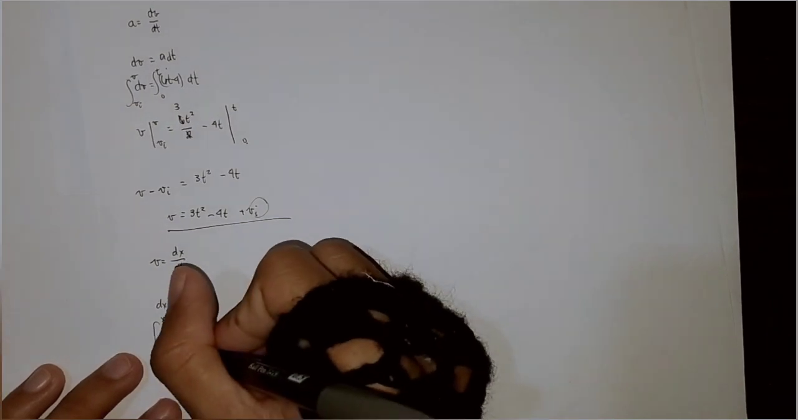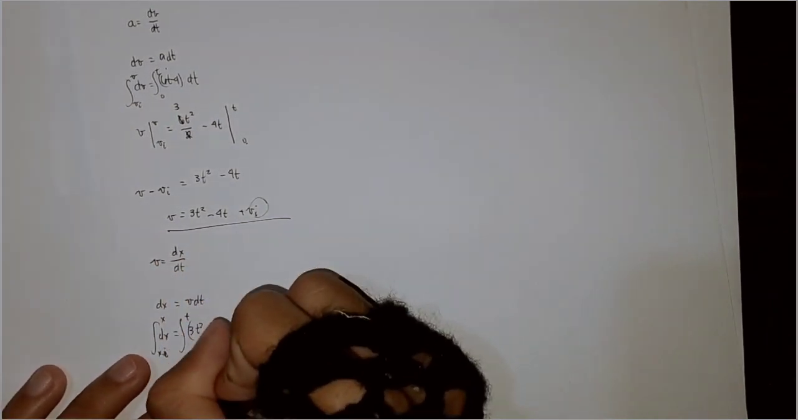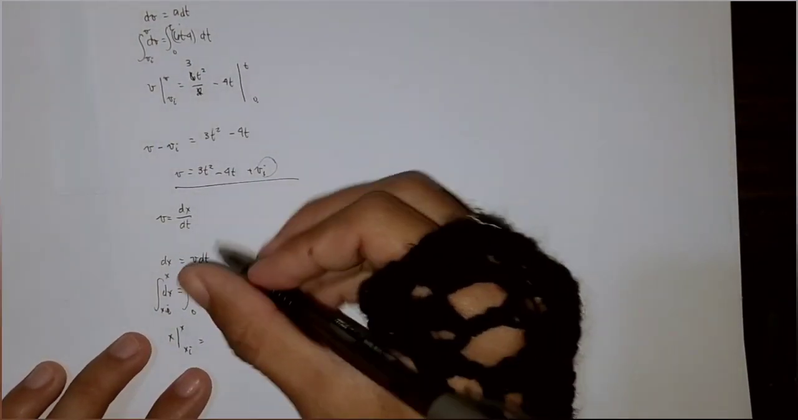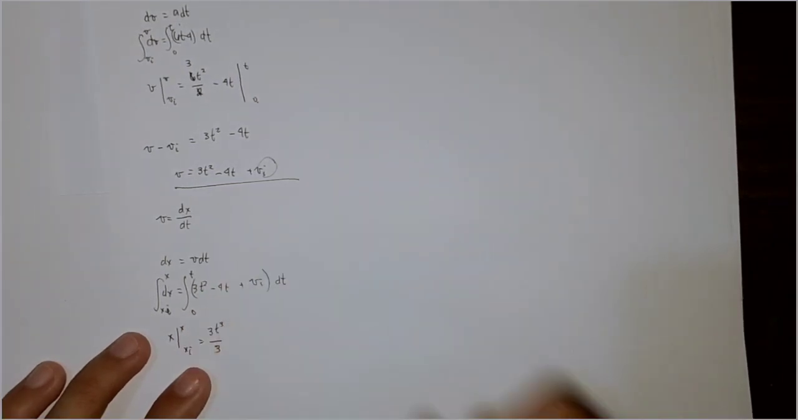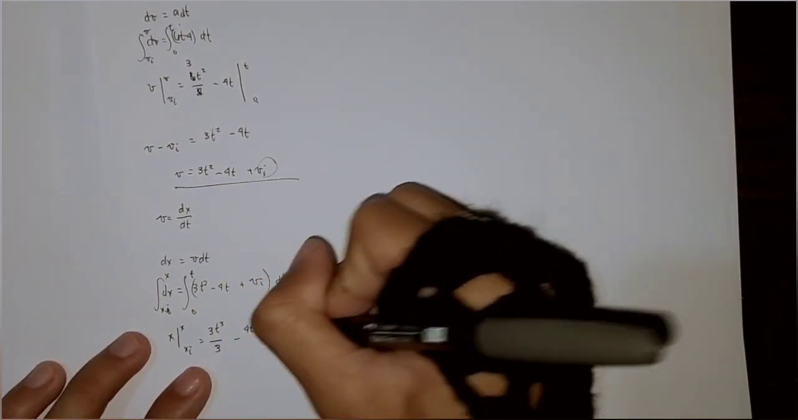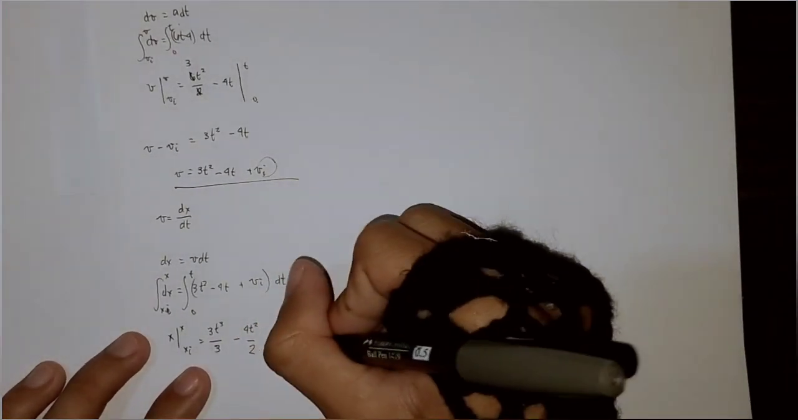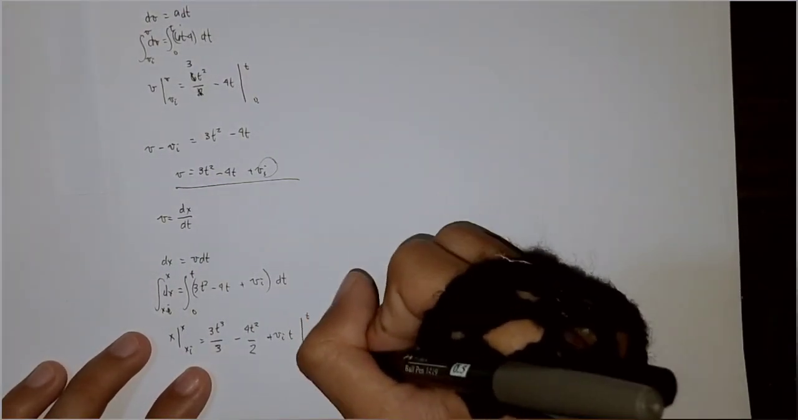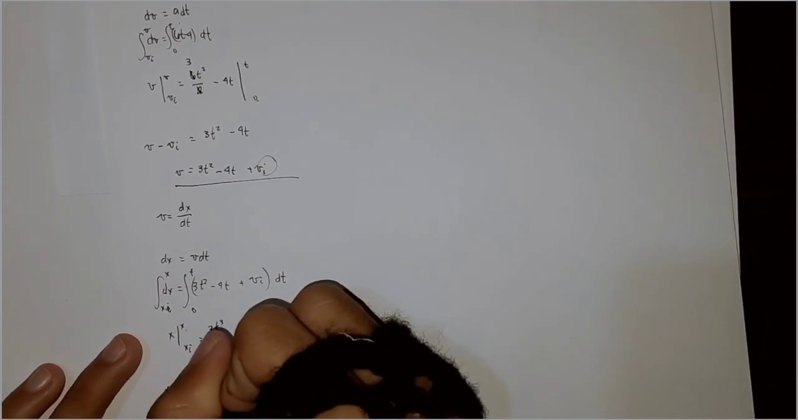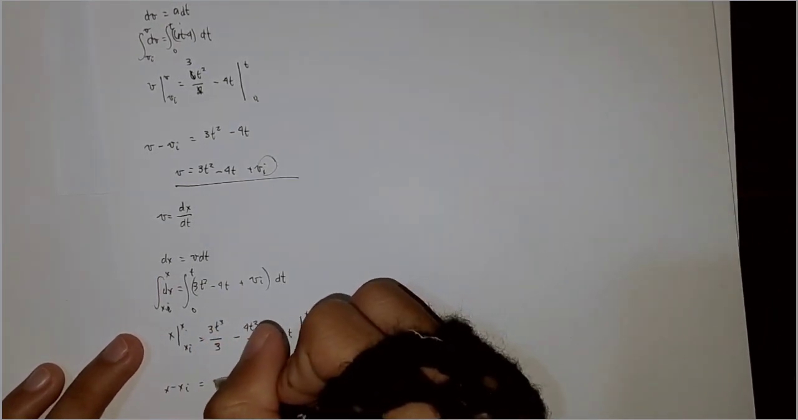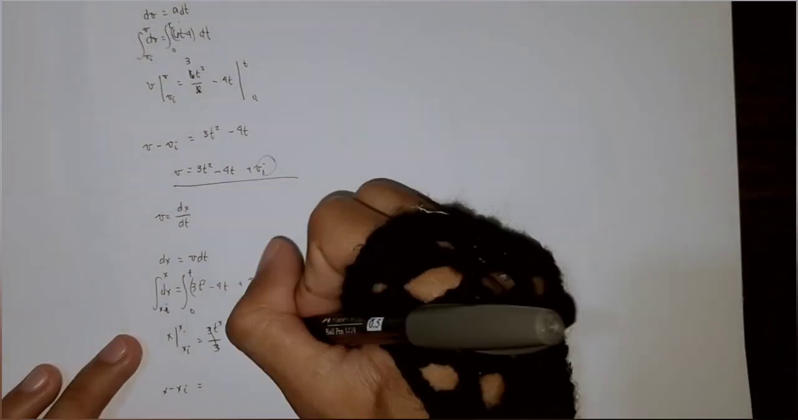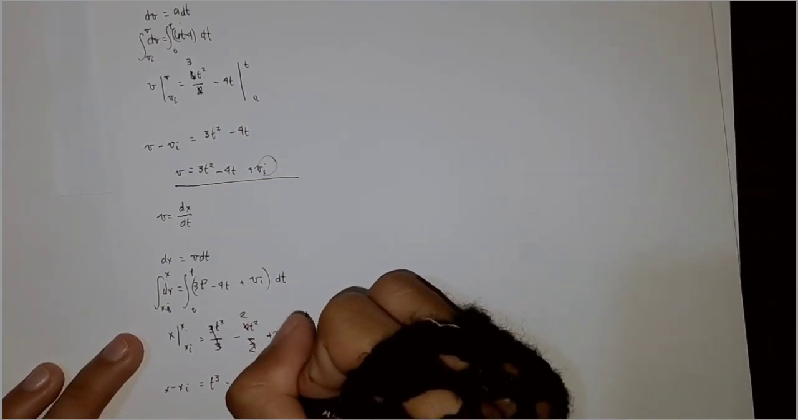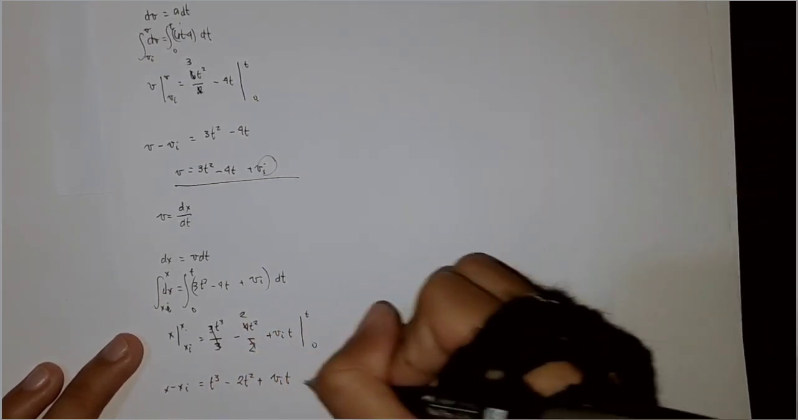Then the integration of dx is just x minus x initial, is equal to the integration of 3t squared, which would be 3t cubed over 3, minus 4t squared over 2, plus v initial times time, with limits of t to 0. We have here x minus x initial is equal to, this will be cancelled out, this will be cancelled out, t cubed minus 2t squared plus v initial times time.